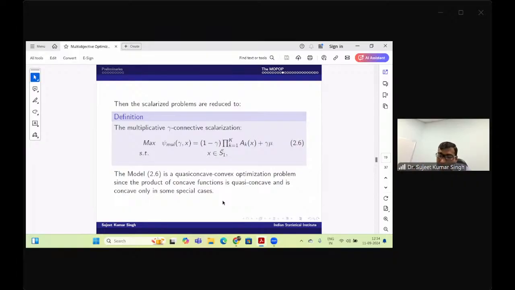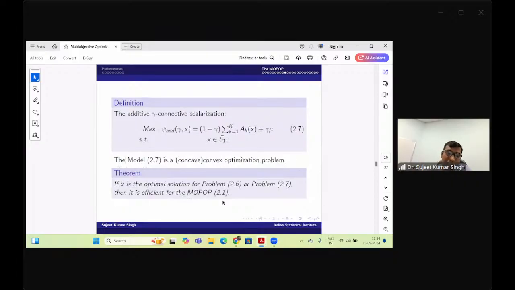But because it is still not convex, we propose the additive gamma, which becomes 1 minus gamma times the summation of all achievement functions plus gamma times mu, with X in the new feasible region. This is a perfect convex optimization problem, because a sum of concave functions is concave, so the objective function is concave and the feasible region is a convex set. So we can ensure the existence of an optimal solution of this convex optimization problem.